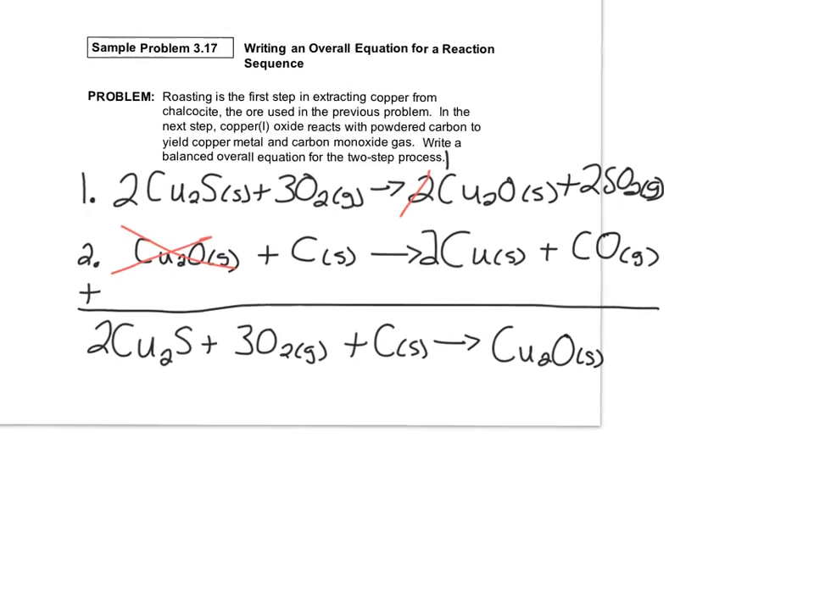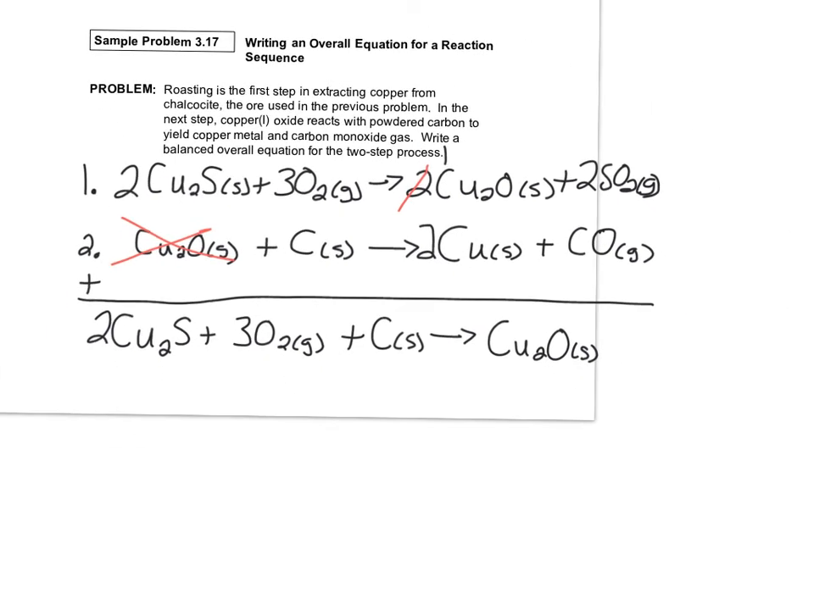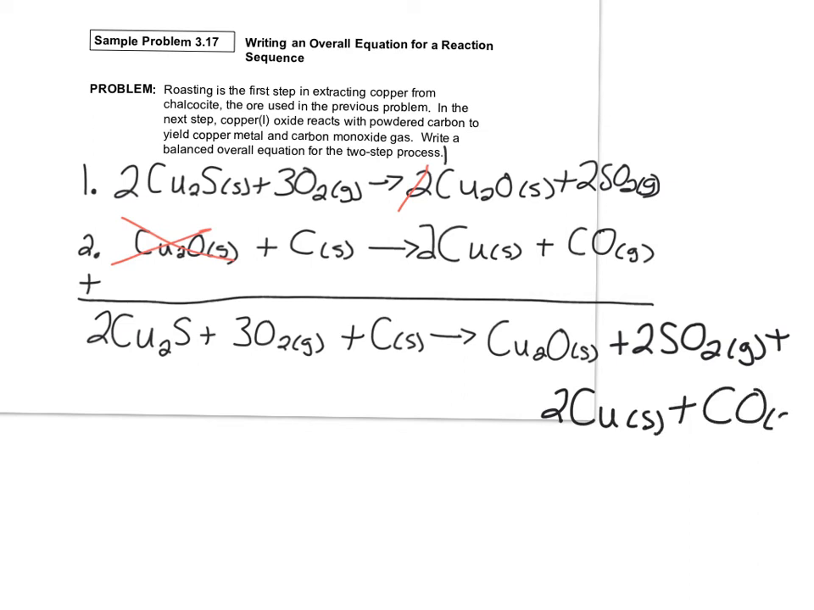All right, and now I've got to look at my SO2 gas. Right, that's my next one. Do I have it as a reactant? No. So I'm going to bring that down as my next product. So plus 2 SO2 gas, plus my next product is 2 coppers. I don't have any solid coppers over here on the left. So plus, I'm going to have to come below here because I'm out of room, plus 2 coppers, solids, plus my carbon monoxide gas, because I don't have carbon monoxide as a reactant over here anywhere, so it doesn't get crossed out.